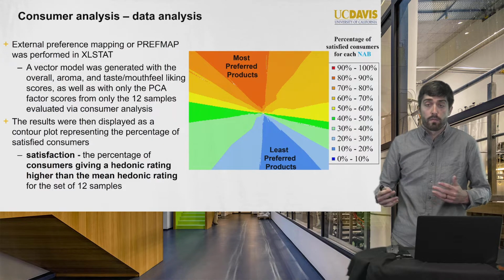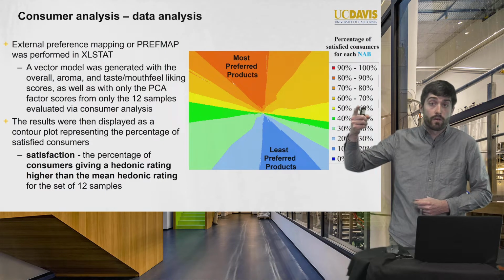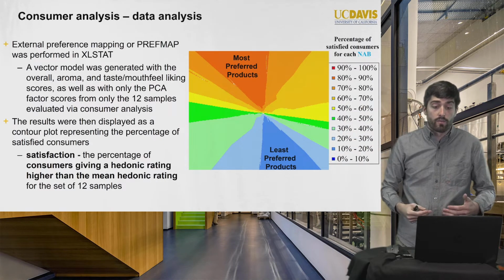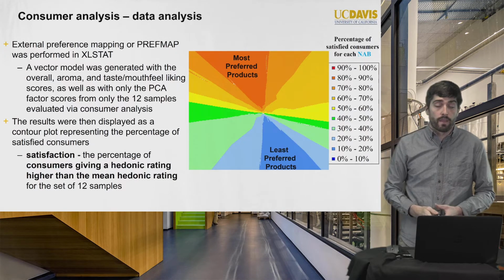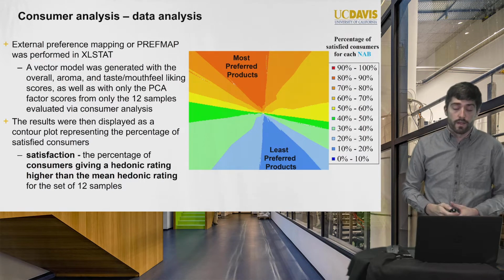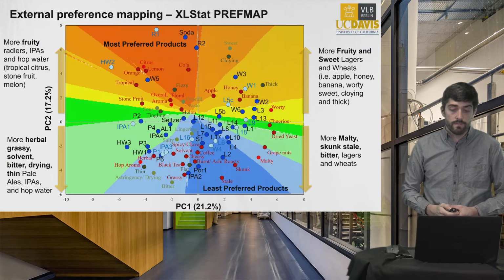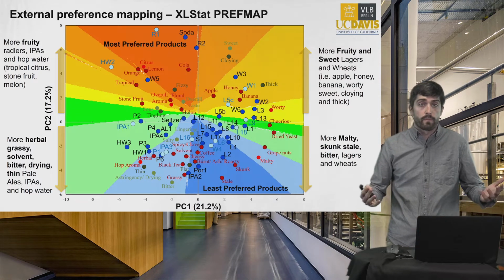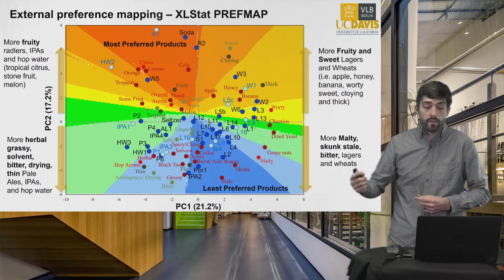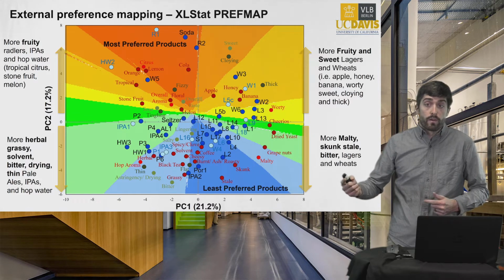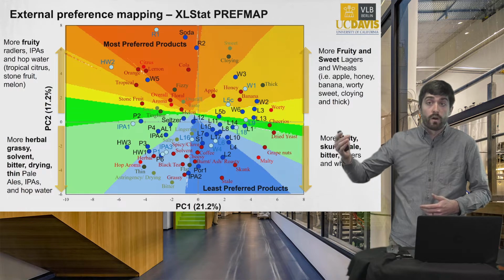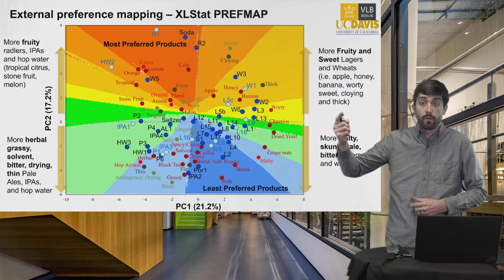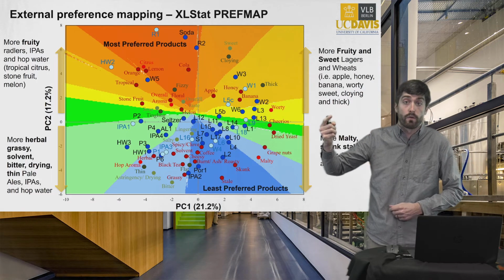And really what the takeaway here is that the areas in orange are areas of high consumer preference or satisfaction, and areas in blue are areas of low consumer satisfaction. And what we see if we go back to the PCA now in the 4 quadrants, the lagers and wheats, which were more malty, skunky, and stale and bitter, were the least preferred by consumers, while the lagers and wheats that were more fruity in character, had those apple and banana characteristics, were more preferred by consumers.